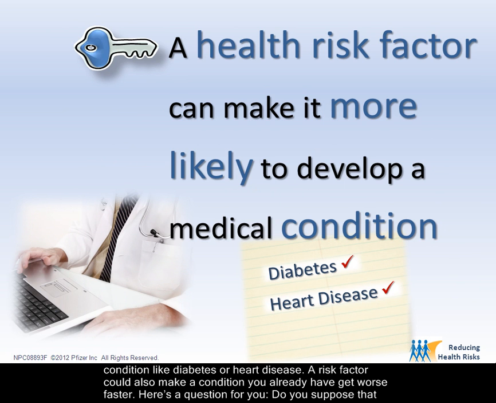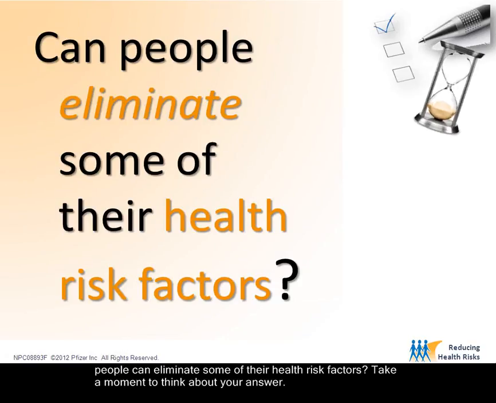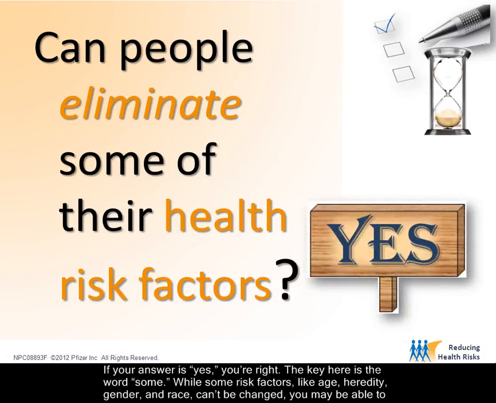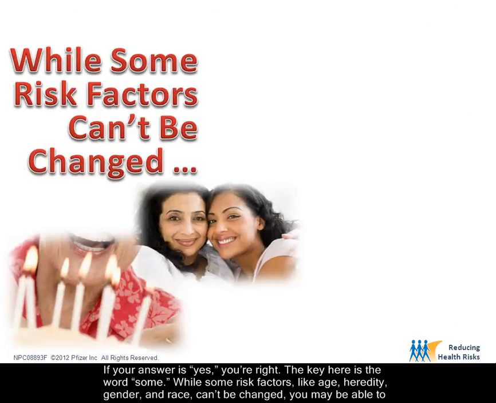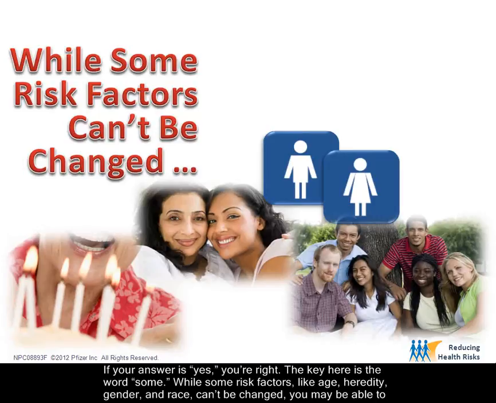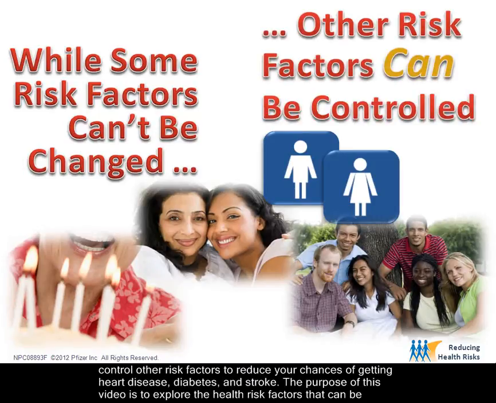Here's a question for you. Do you suppose that people can eliminate some of their health risk factors? Take a moment to think about your answer. If your answer is yes, you're right. The key here is the word some. While some risk factors like age, heredity, gender, and race can't be changed, you may be able to control other risk factors to reduce your chances of getting heart disease, diabetes, and stroke.